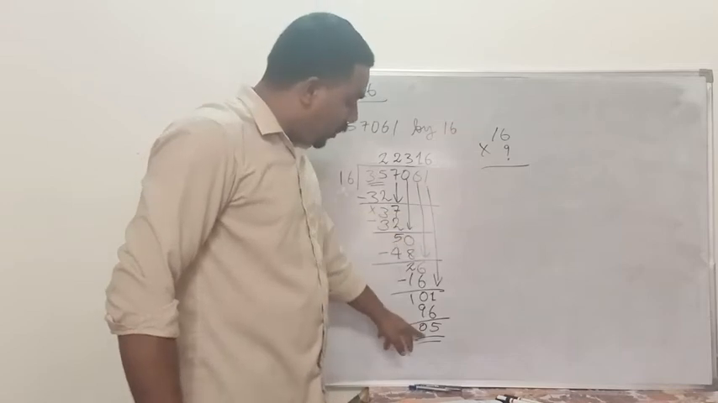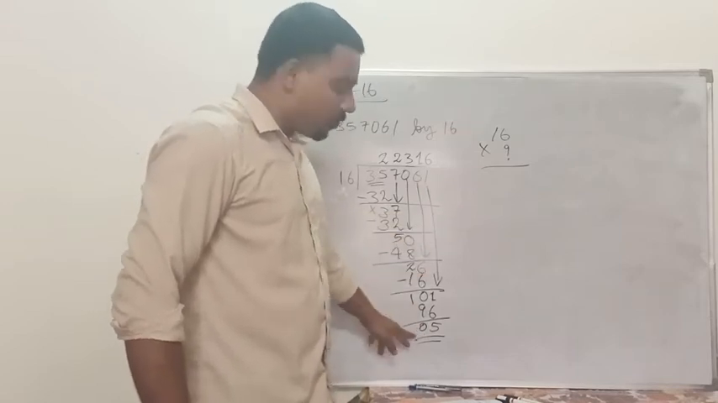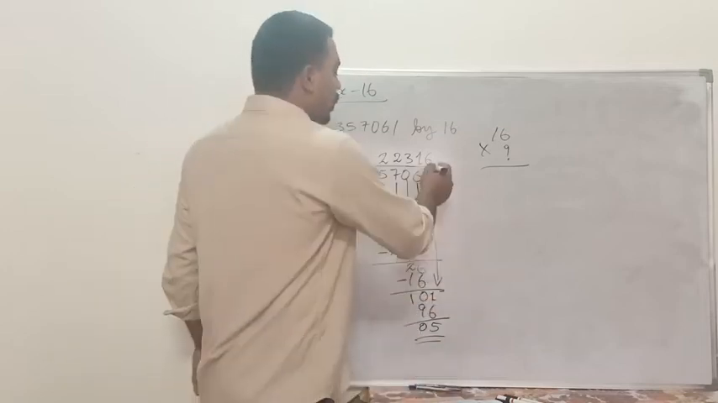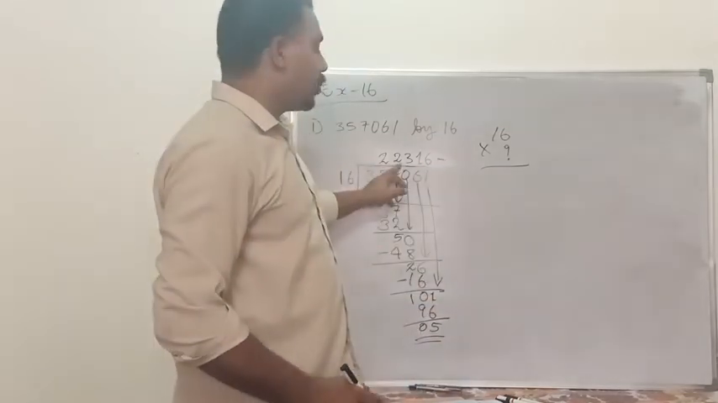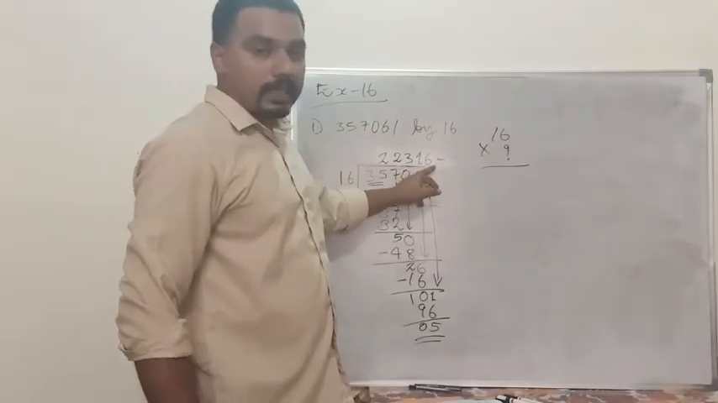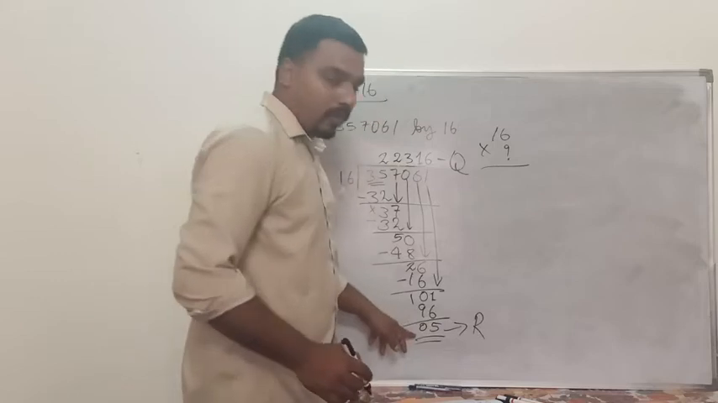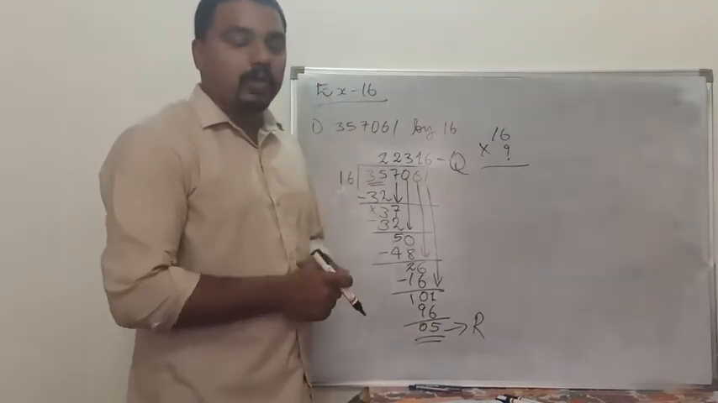So how much have we got? Nothing more. Division is finished here. We have got a remainder of 5. The quotient is how much? 22,316 is the quotient, and the remainder is 5. In this way you have to do. So you can check it.